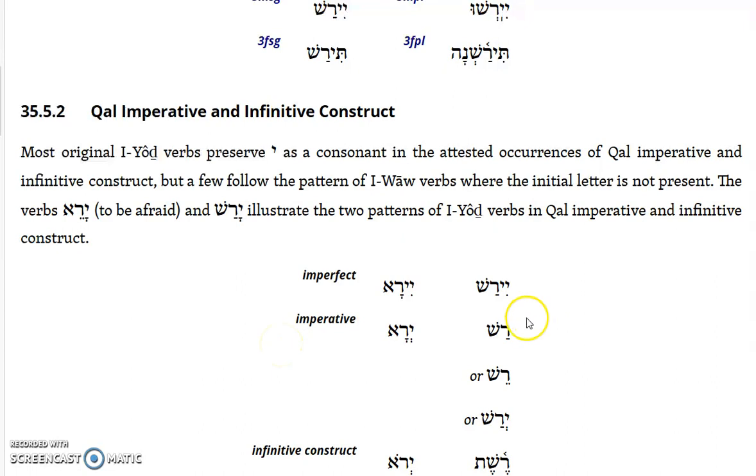Imperatival forms. If you take the second person forms of the imperfect of Yirash, second person masculine singular would be Tirash. Drop the T, you get Yirash. That's one form you might get, or you may just lose the vowel letter Yod too and get Resh or Rash. So there's actually three different forms of the imperative of Yirash.